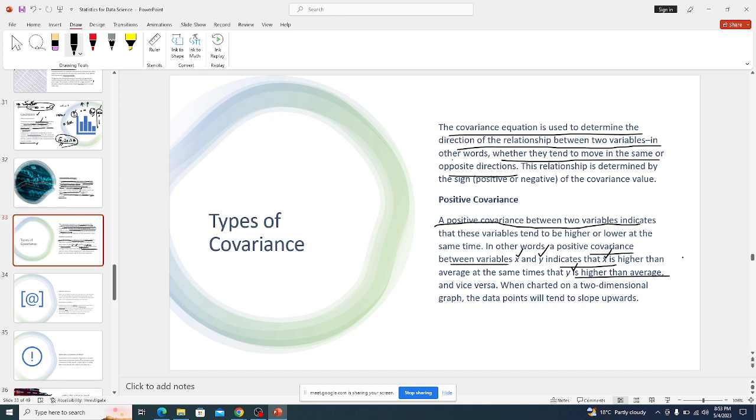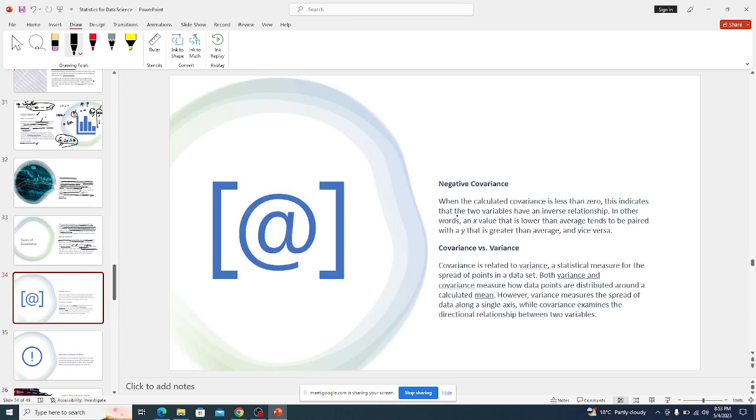Yeah, so I think we've really explained more about the positive and the negative covariance. But what I need us to do now is to try and see what is the difference between covariance and variance.